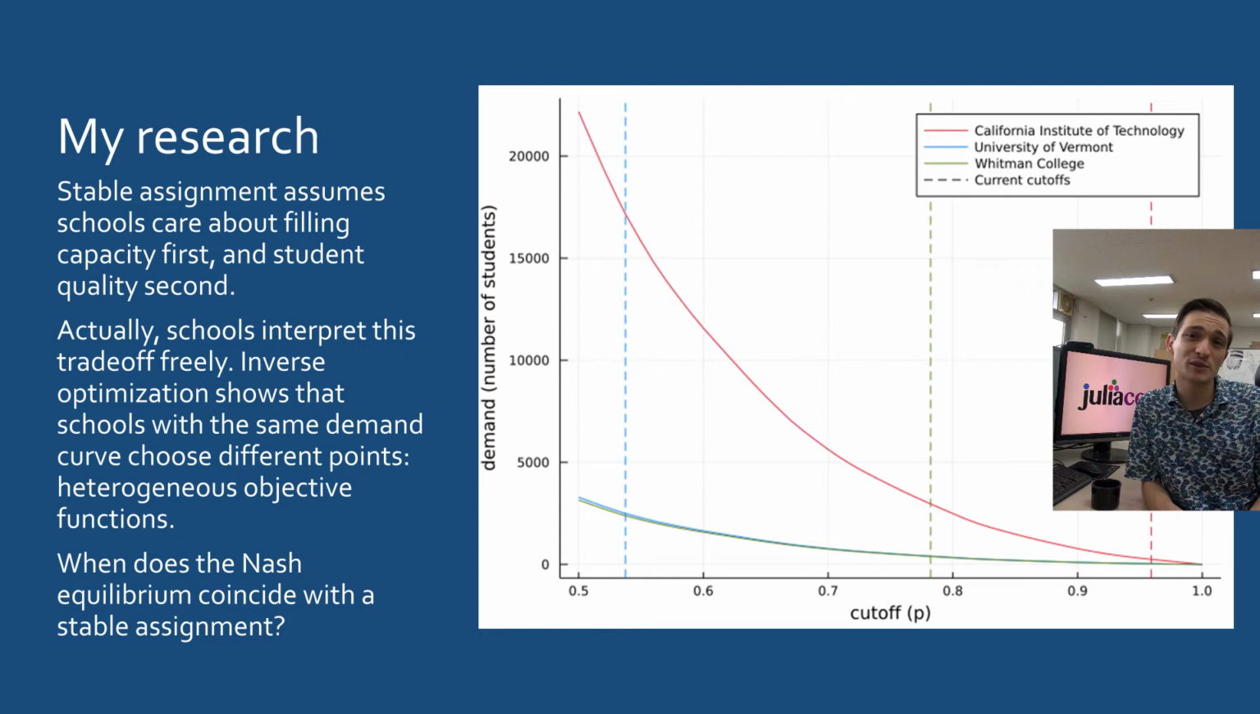If I may briefly discuss my own research, one limitation of DA as an analytic tool is that it assumes schools mostly care about filling their capacity. But in the real world, and especially when we look at college admissions, many schools' objective functions are a combination of the size of the entering class and the quality of the admitted students. In this case, we can associate with each school a demand curve that shows how many students the school will get as a function of its score cutoff.